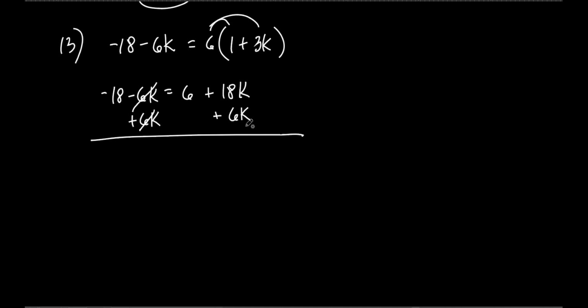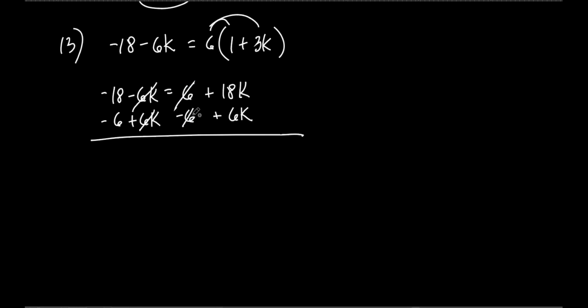What do I want to move over to the other side now? The 6. How do I get rid of that 6? That's it. I subtract a 6 from both sides, subtract a 6 from this side. Make sure you write down all these steps. The 6 minus 6 goes to 0.